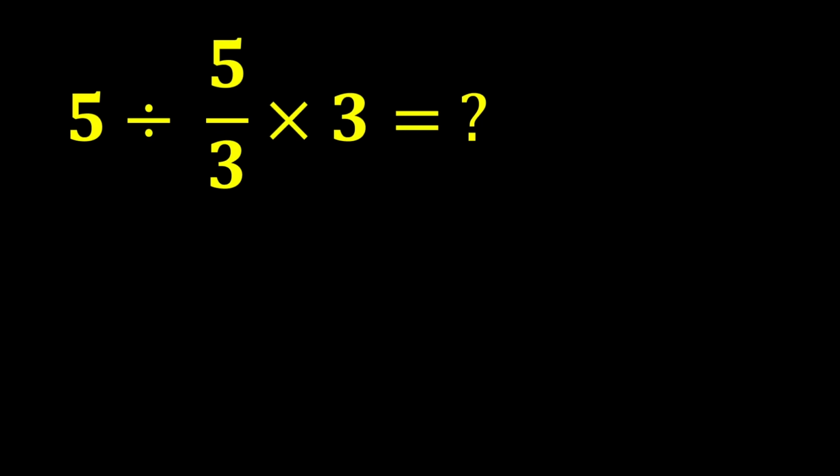5 divided by 5 over 3 times 3. In this expression, there is both division and multiplication. According to PEMDAS, multiplication and division have equal priority, so we move from left to right and perform whichever operation we encounter first. In this expression, if we move from left to right, we reach division first, so we perform the division first and then the multiplication.